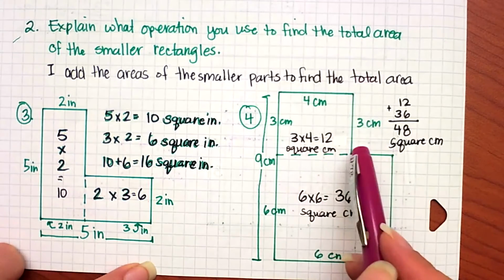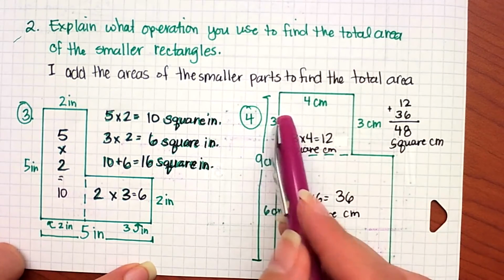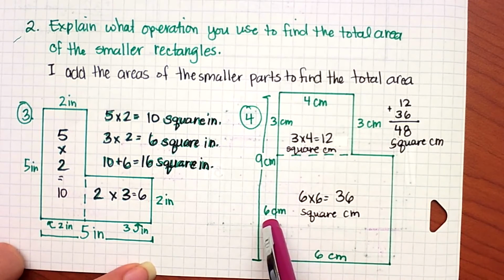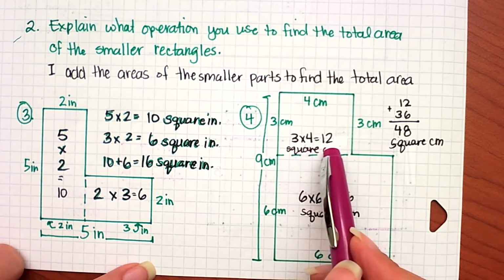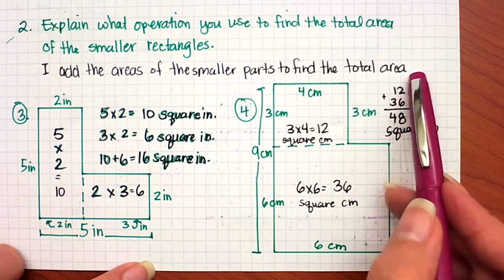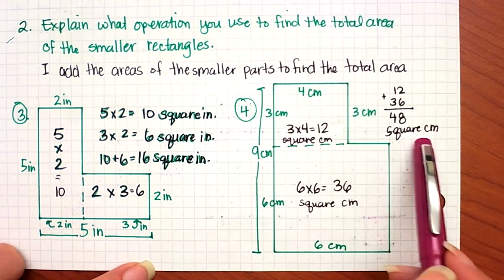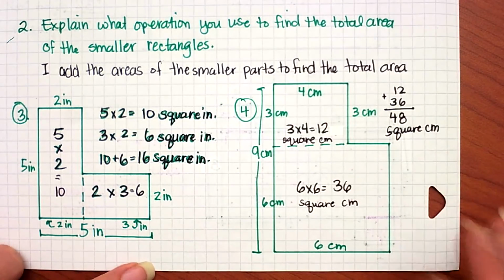Since this side was 3, it made it easy to just cut it across, so I knew this side would also be 3. I subtracted that 3 from the 9 to figure out that this was 6. So 3 times 4 gave me 12. 6 times 6 gave me 36. I added the 12 plus the 36 to figure out my total area here was 36 square centimeters.